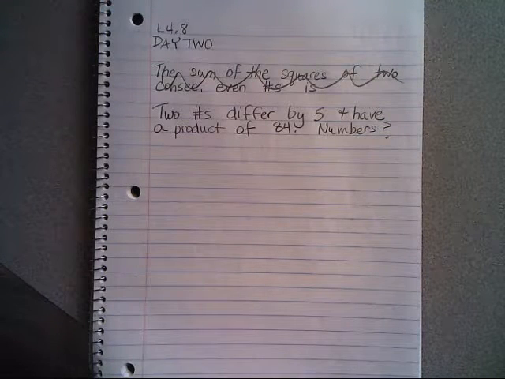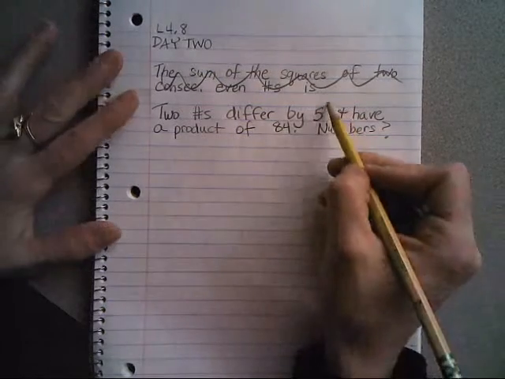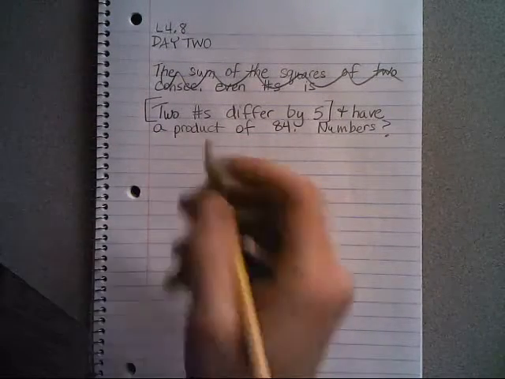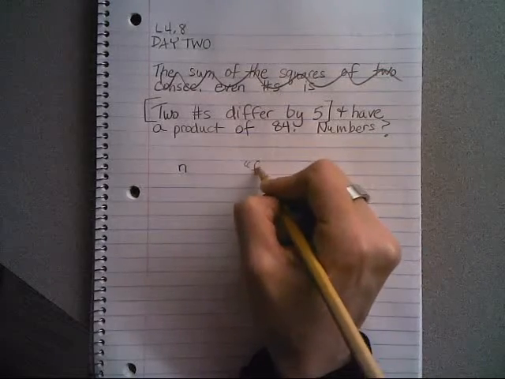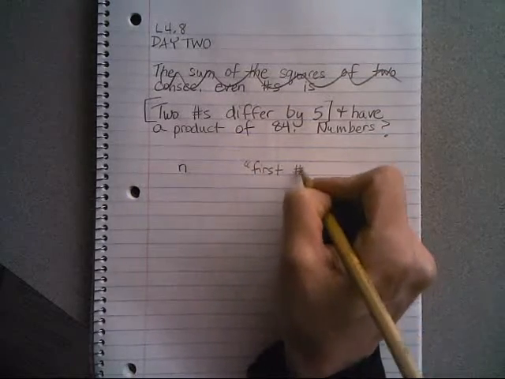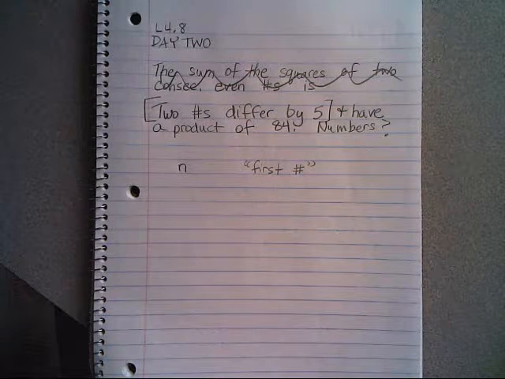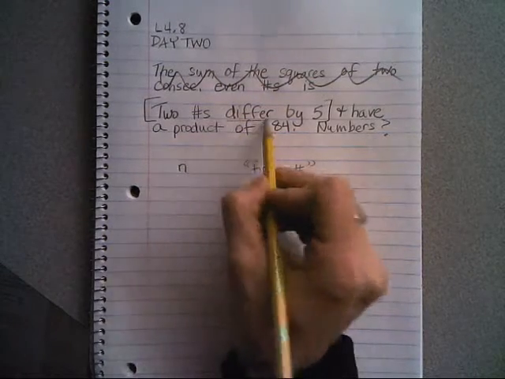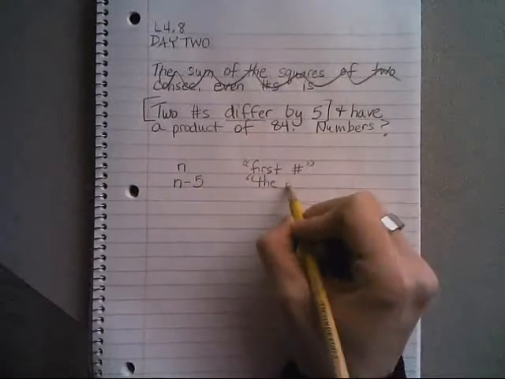of 84. What are the numbers? So to start with, we need to figure out how to name numbers that differ by 5, right? So let's just say the first one is n. We'll call that the first number. Then what is the second one? Yeah, I know you might think that, but when they say differ, list it as n minus 5. The other one.